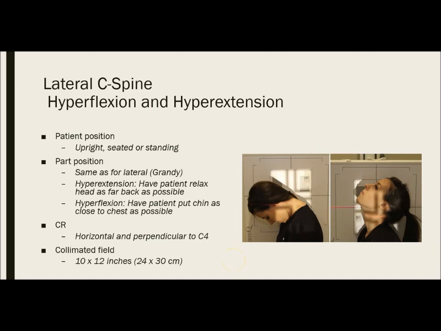Our central ray for these is horizontal and perpendicular to C4, the same as for the lateral Grandy. Our collimated field is 10 by 12. Now these are usually done in a series where they would do the lateral and then hyperflexion and hyperextension, and these are the ones we would make sure that we mark with the lead marker on our image receptor, or our board, with flexion and extension. And then you would also do neutral if you would do just the lateral.